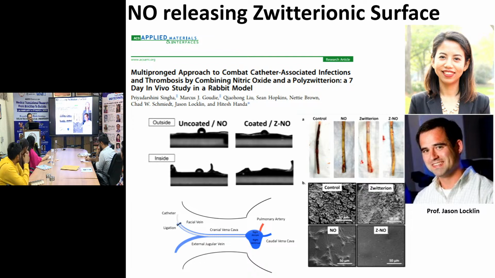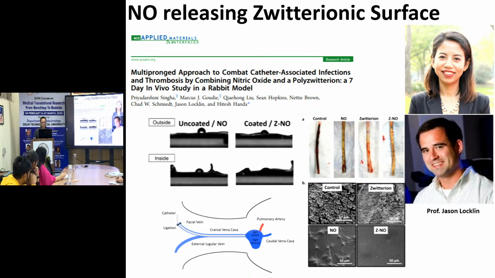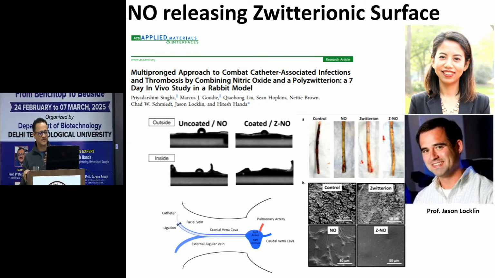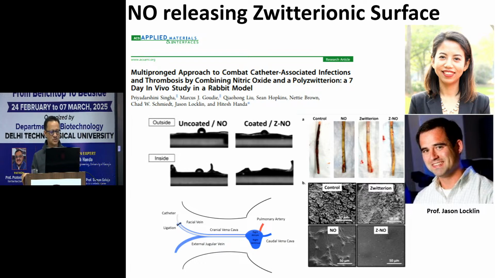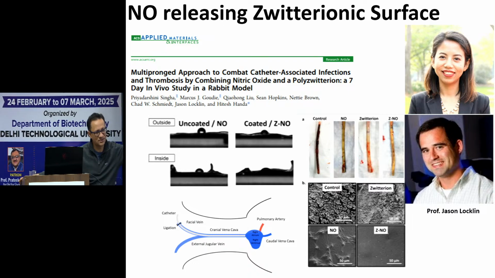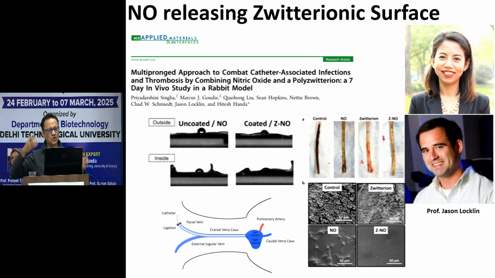And we did an animal study and we showed how ZNO, or zwitterion plus NO surface, had much less clot formation compared to control. Like control looks terrible, right? And NO looks good, zwitterion looks good, but the combination looked even better.